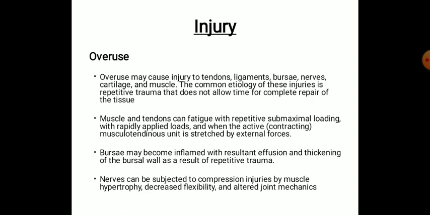Muscles and tendons can fatigue with repetitive submaximal loading with rapidly applied loads, and when the active muscular tendinous unit is stretched by external forces. So the muscle and tendon can go for injuries by giving repeated muscular forces or repeated muscular loads. The best example is that when we go to the gym, on the first day we will be doing some kind of exercise, but whenever we overload that muscle with an excessive amount of weight, then it can give us some pain.